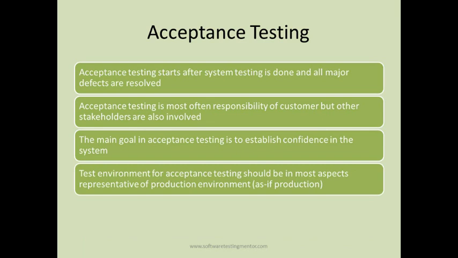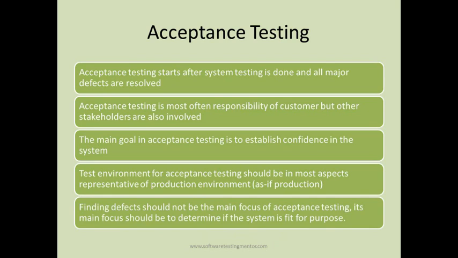The test environment for acceptance testing should be in most aspects representative of the production environment, as if production. So once the software or system is deployed for acceptance testing, the environment should be very near to production, because only then will it show a clear picture of the system or software to the end users or the stakeholders that are doing the testing.